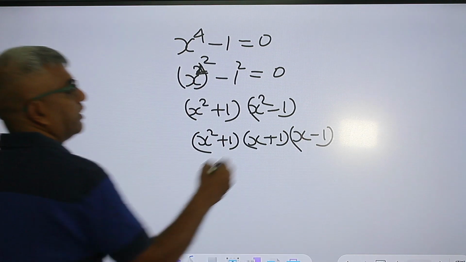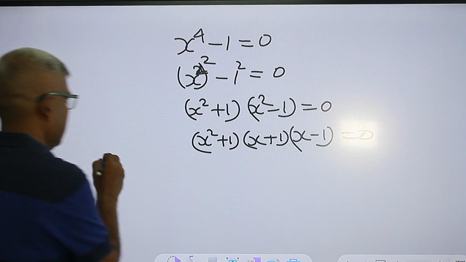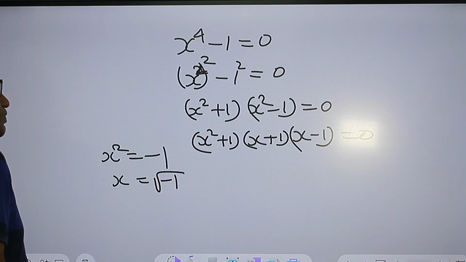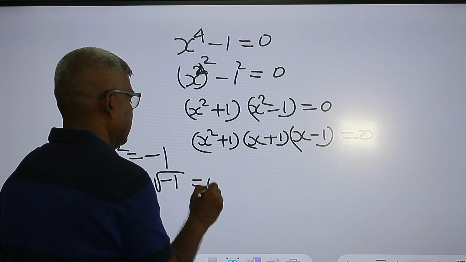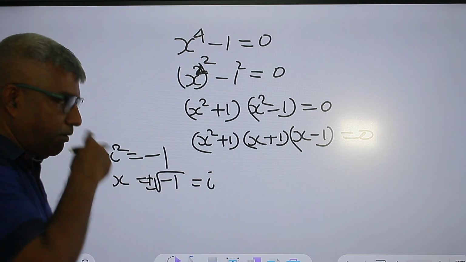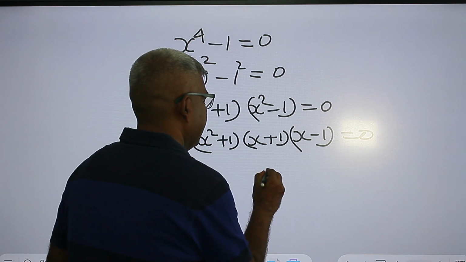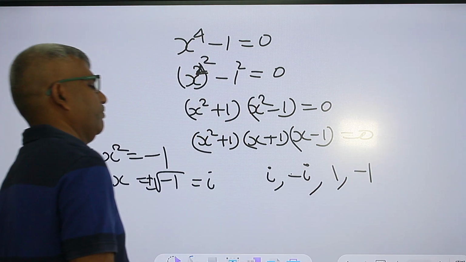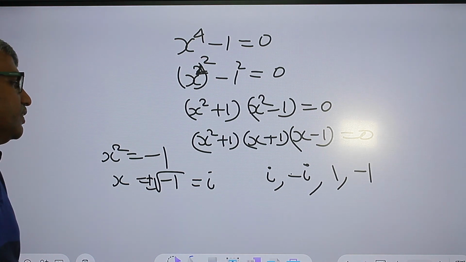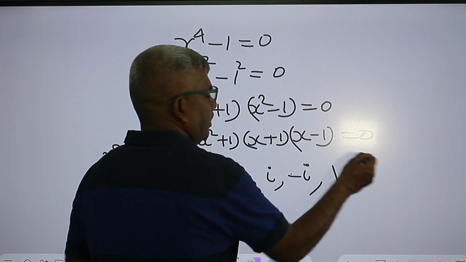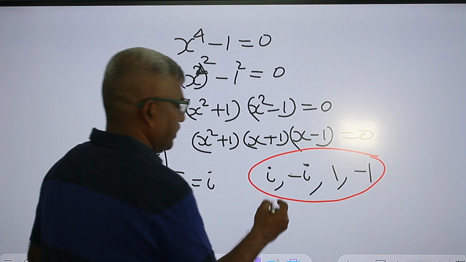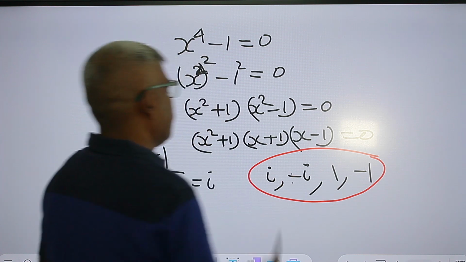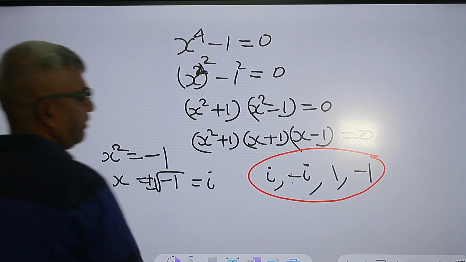x squared plus 1, how to do it? x squared equal to minus 1, x is equal to plus or minus square root of minus 1. It is nothing but i. So i, minus i, 1, minus 1. If you multiply these 4 roots, 1 will come, since i squared is minus 1 times. Okay. Copy it down.